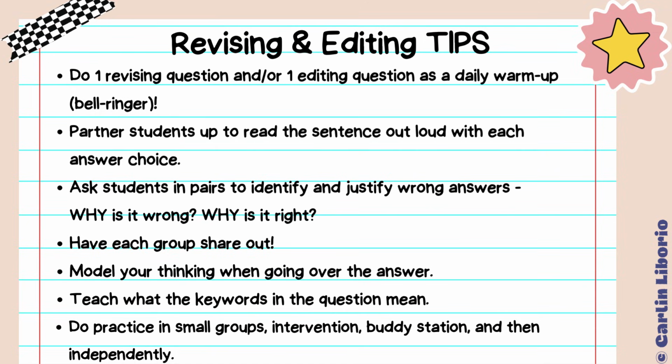And then after you do the warm-ups and you get pretty consistent at doing those, you want to do more practice in small groups at your teacher table during intervention. You can make it a buddy station that is an independent assignment that you take a grade on, but they get to do it with the buddy. So I highly recommend having your students do revising with a buddy, even if you're taking it as a grade, because revising is really hard. And the more they can talk about their answers and why and justify it, the more they will grow and get better at revising.